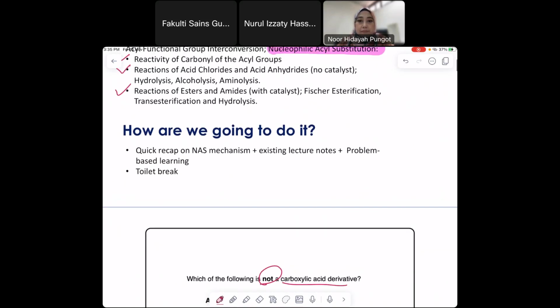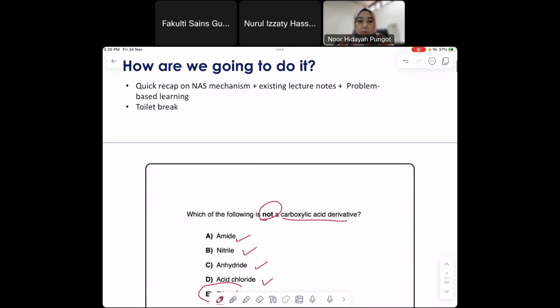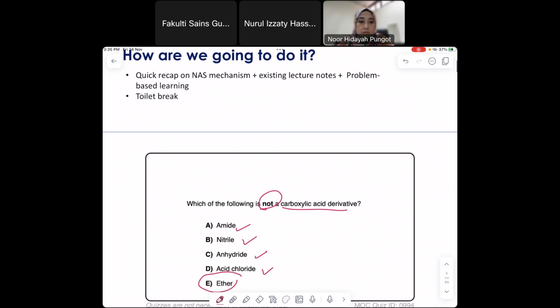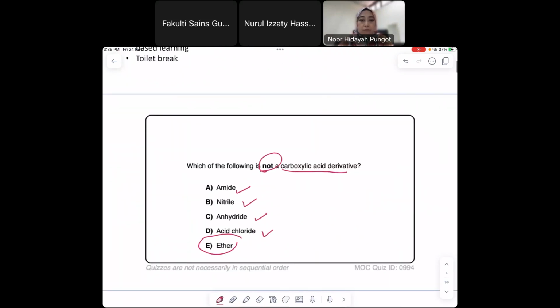Of course we usually need a toilet break. Maybe after 40 minutes, or 35 to 40 minutes, we're going to have our toilet break. I can go and annotate.